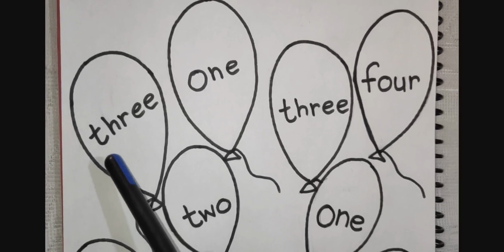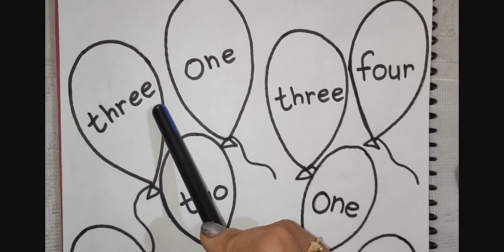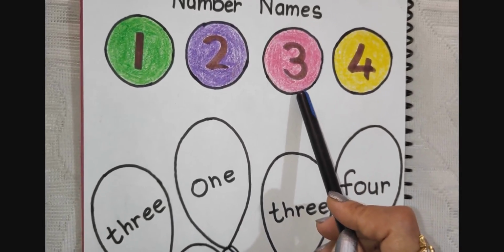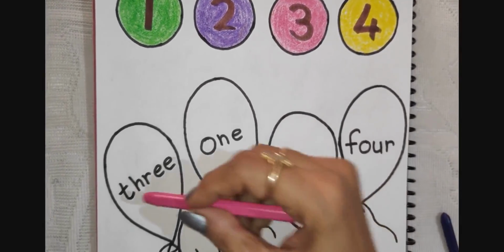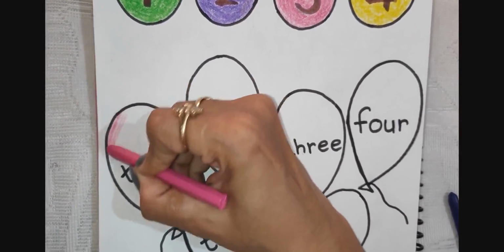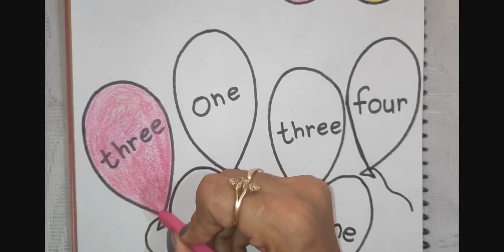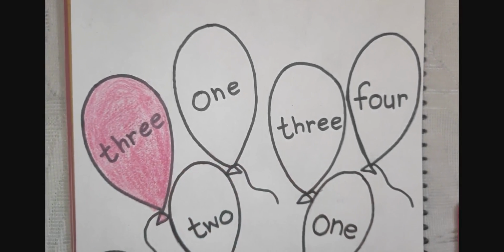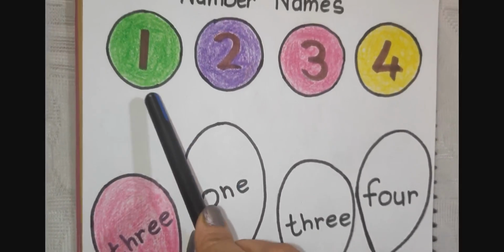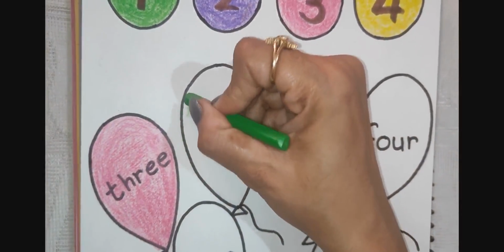First number name is T H R E E, 3. What is the color of number 3? It is pink. So we will fill this pink color in the balloon. Next number name is ONE, 1. Color of 1 is green. So we will fill this green color in the balloon.